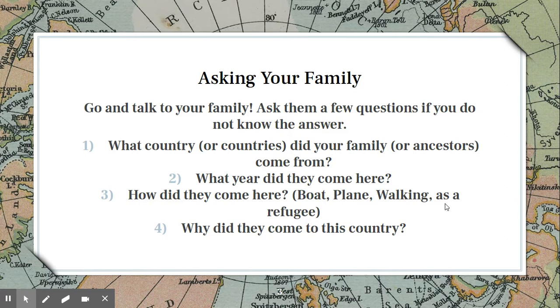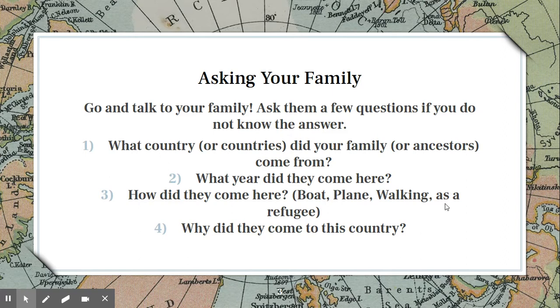I want you to go and ask your family these four questions. One, what country or countries did your family or ancestors come from? So remember, you may come from one country or you may come from a lot of different countries. And your family may have come here really recently, or it was your ancestors who came here a long time ago. Number two, what year did they come here? If your family isn't sure if it was a long time ago, that's okay. You can just give a rough guess.